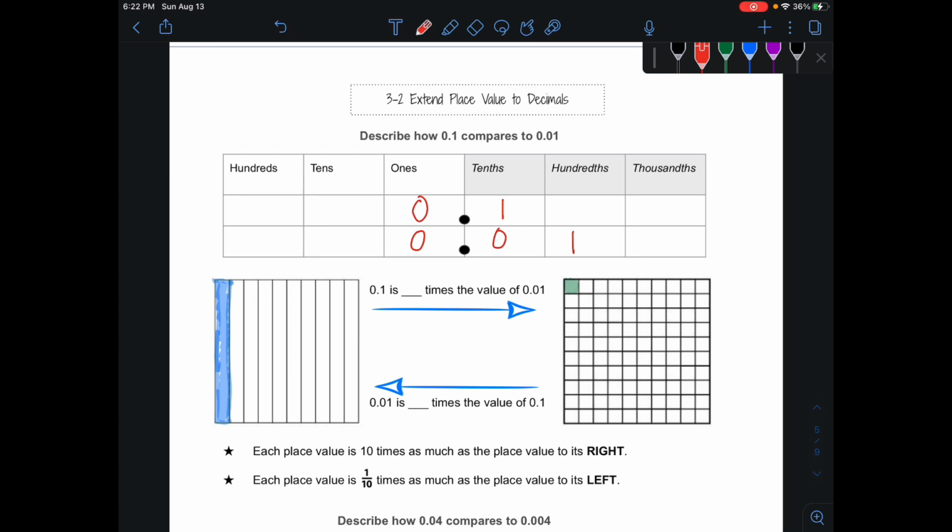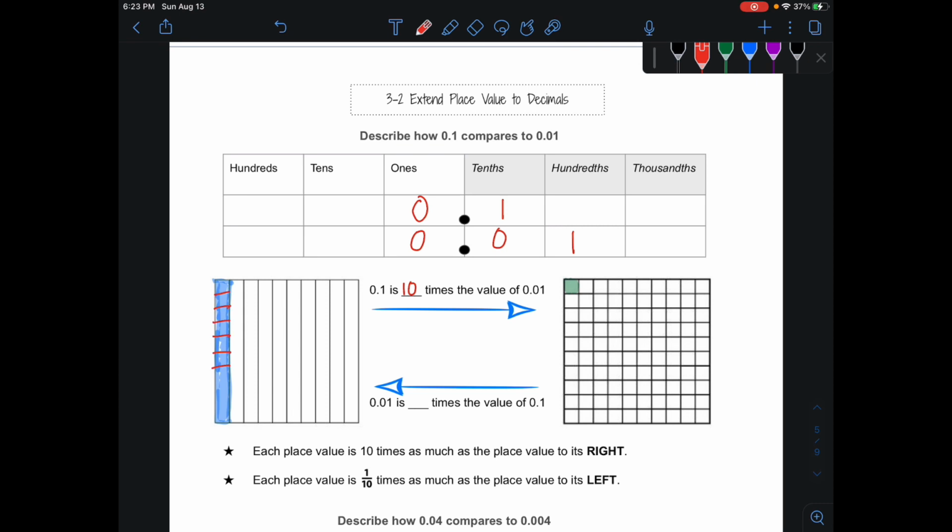So 0.1 is blank times the value of 0.01. So this is similar to our previous lesson. It's just place value since 1/10 or 0.1 is greater than 0.01 by just one place value over. It means that it is only 10 times the value of 0.01. If you were to multiply 0.01 times 10, you would get 0.1. Alright? And you can see this by looking at this.